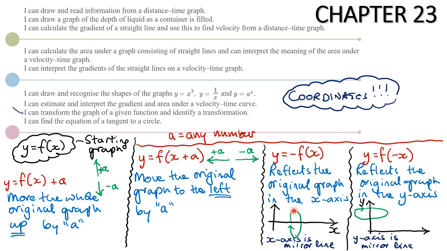In the third one here, what's going to happen is the y coordinates will flip from being at the top to the bottom. And in the last one, it will be the x coordinates that flip from one side to the other. So any positive x coordinates will become negative and vice versa.